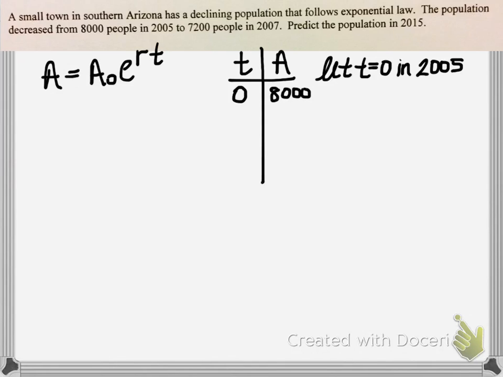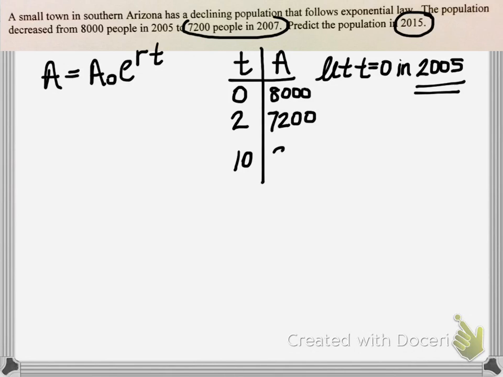So then when we take a look at the next set of information, which says we had 7,200 people, that's my amount, A. That was in the year 2007. Well, if t is equal to 0 in 2005, then that would be 2 years later. So when t is equal to 2, our a value is 7,200. And we want to know the population in the year 2015. So again, beginning in 2005, that would be 10 years later. So ultimately, we're looking for a t value of 10, and then our question mark, we're looking for the amount, the population, when t is equal to 10.